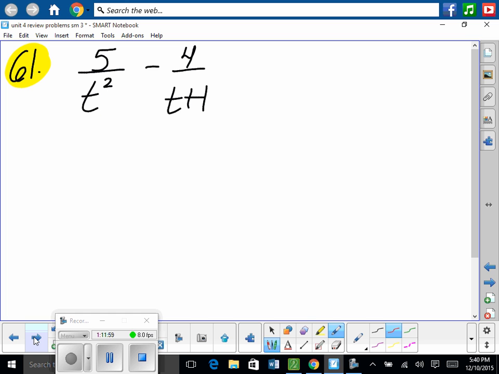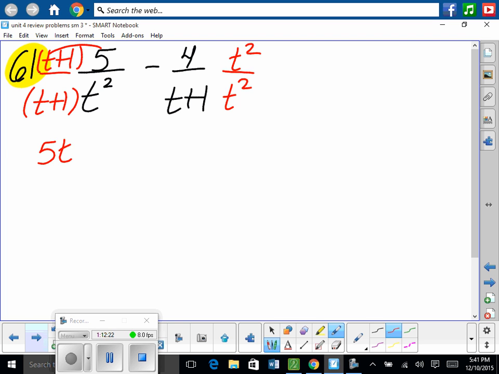Okay, with this one, there's really no magic way of doing this. You've got to just multiply by t squared. And if you do that to the bottom, you've got to do that to the top. Then this has a t squared, it needs a t plus 1. If you do that to the bottom, you've got to do it to the top. So 5t plus 5 over t plus 1 times t squared.